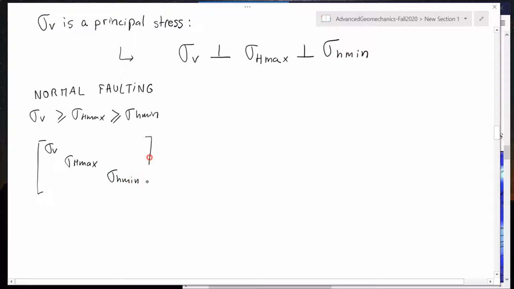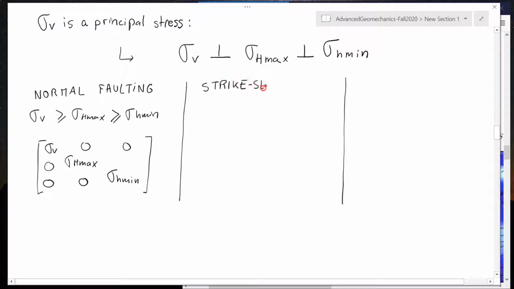This is a tensor of principal stresses. And because these are principal stresses, all the off-diagonal terms are equal to 0. We're going to have two other cases. The second one is called strike slip. We'll see the reason why the names are called like that in a minute.